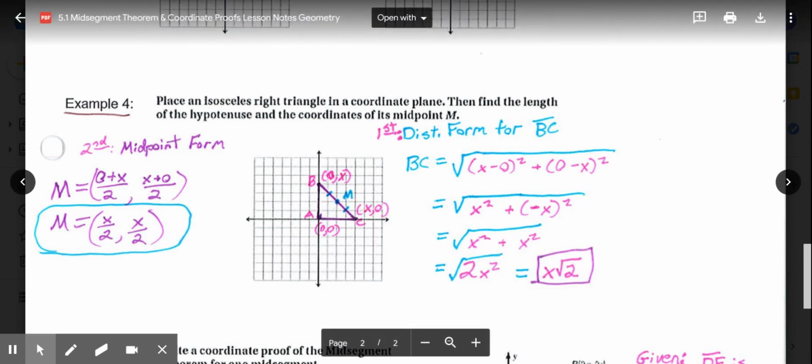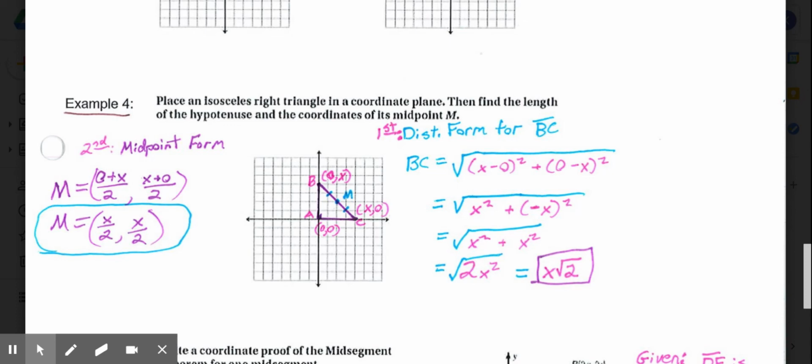So we end up with x squared plus a negative x squared. Well, x squared is just x squared. Negative x times negative x is a positive x squared. So that answer would give us 2x squared within the square root.